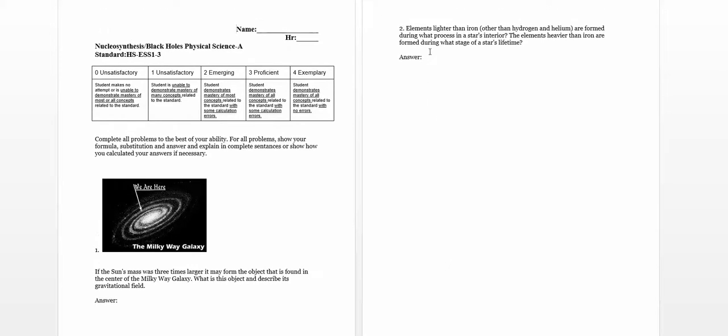The last question here, elements lighter than iron, we talked about in class, and you looked at these when you did the star spectrum, that these lighter elements, iron and lighter, are formed during the process of fusion, and the elements heavier than iron, we talked about in class that they are formed during the process of a planetary nebula.